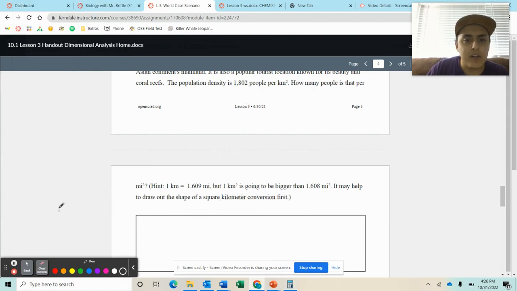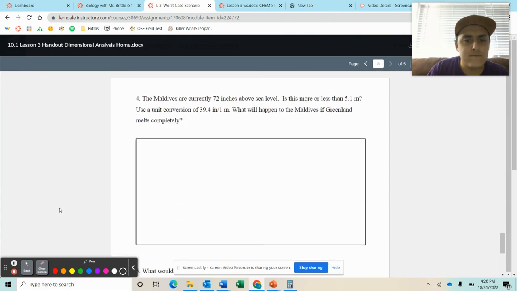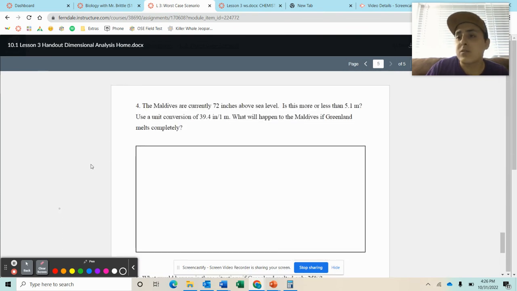Let's hop back down here. We're going to clear all that. And we're going to do this last question. So this place is currently 72 inches above sea level. Is this more or less than 5.1 meters? Use a unit conversion of 39.4 inches per 1 meter. What will happen to this place if Greenland melts completely?